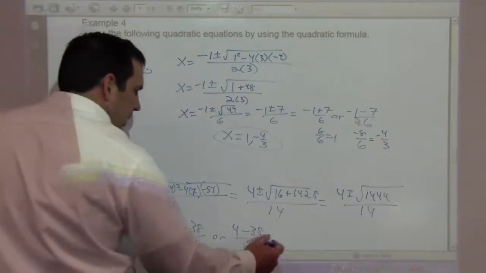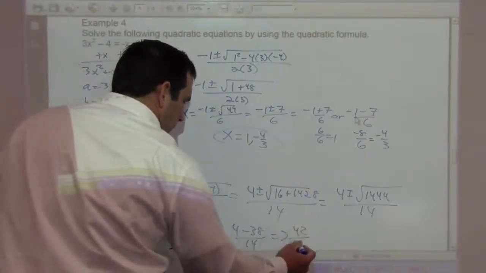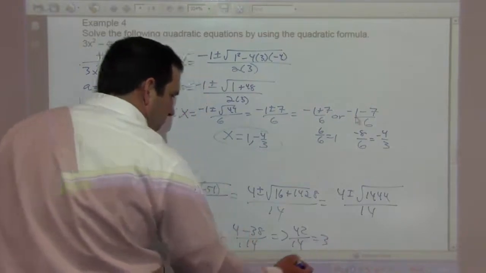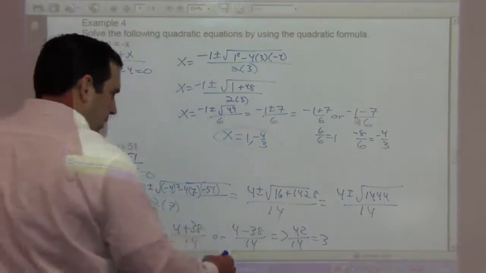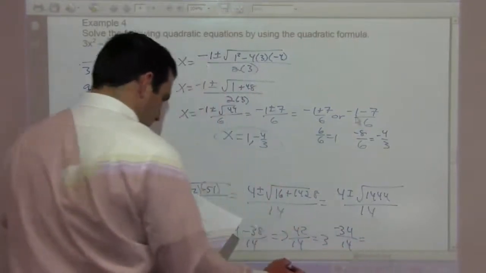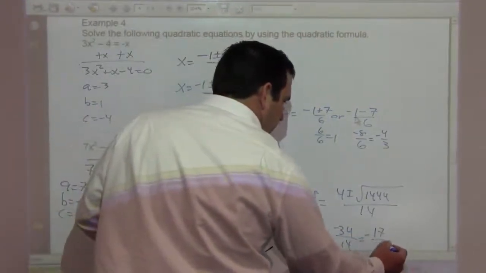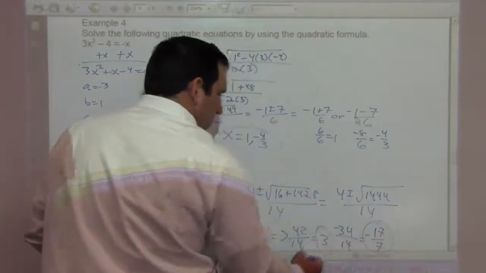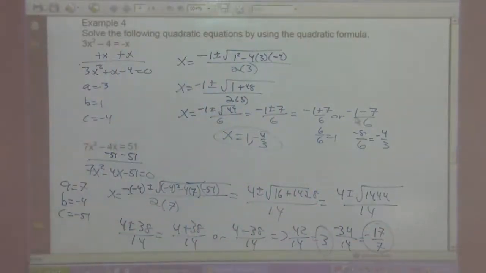4 plus 38 is 42 over 14, which is 3. 4 minus 38 is negative 34 over 14, which is negative 17 over 7. So our answers are 3 and negative 17 over 7. Go on to the next page. I have an application problem. So feel free to pause if you need that paused.